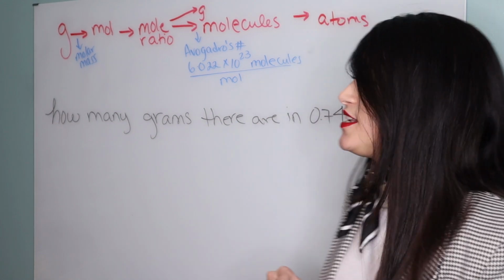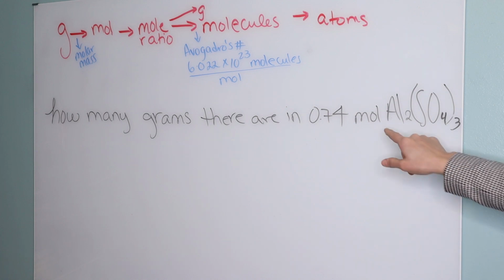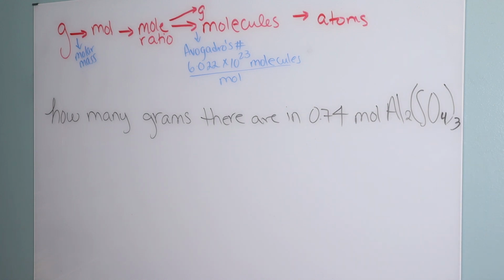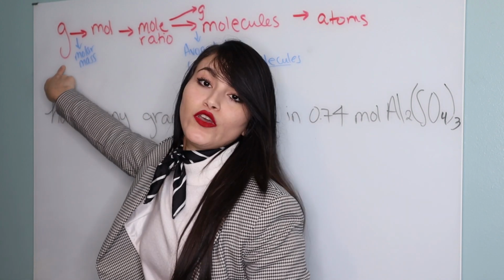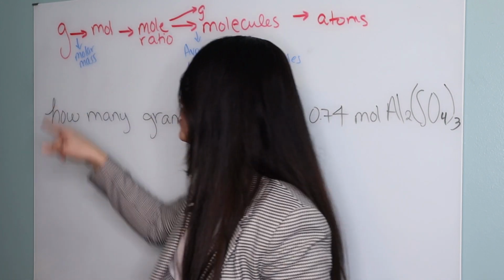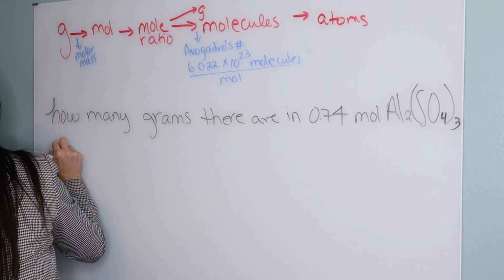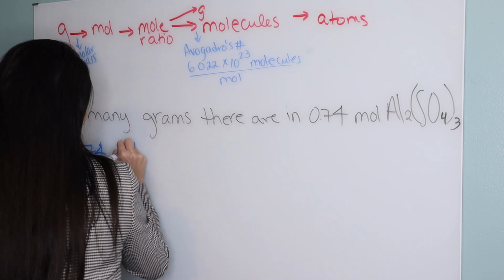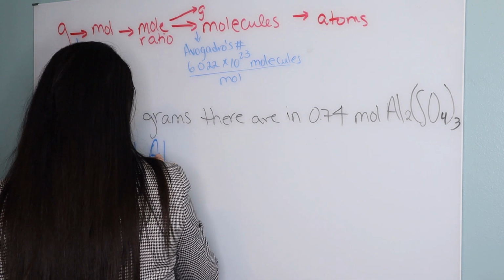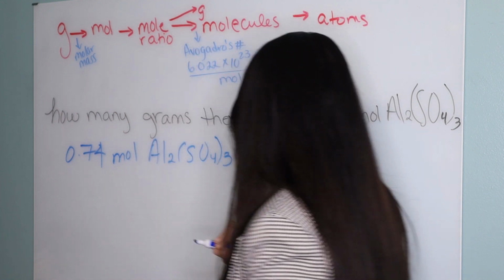So the question is asking us, how many grams are there in 0.74 moles of aluminum sulfate? So we are right here, and we'd have to go right here, and therefore use the molar mass. So let's go ahead and get started by writing our starting point: 0.74 moles of aluminum sulfate.